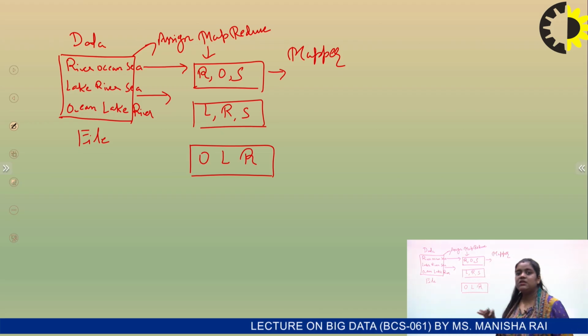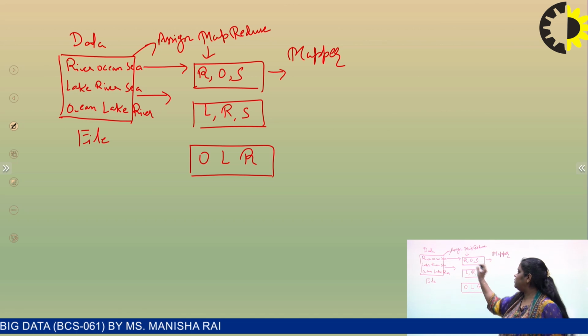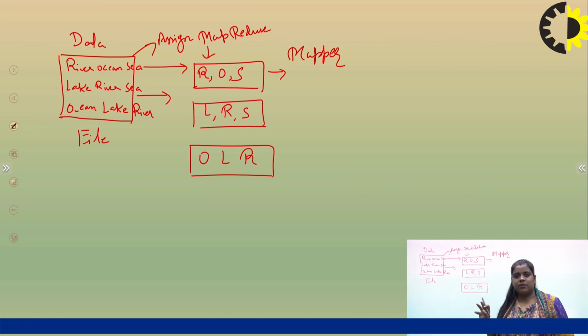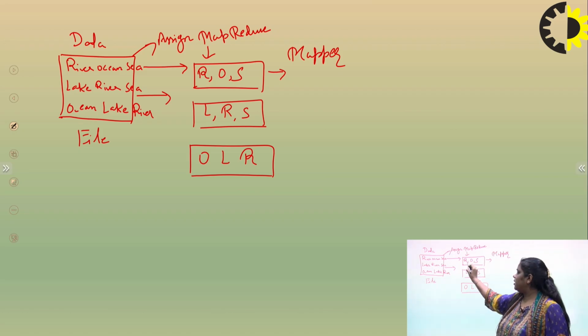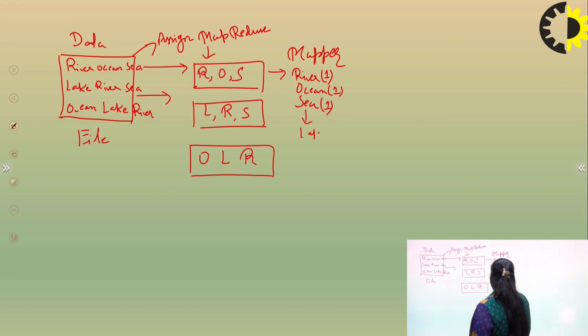Here the mapper will generate key value pairs for the different data blocks. How will MapReduce generate the key value pair? First of all, it will read the data of the first block. It will assume that in a particular data block, each word is repeated at least a minimum of one time. So in the first data block, we have river, and we assume that river repeats at least one time. Then ocean repeats itself one time in that data block, and sea also repeats itself at least one time. After that, we follow the same process for the second block: lake, repetition one time; river, repetition one time; then sea, repetition one time.